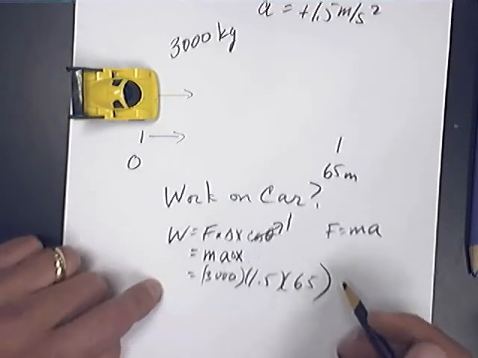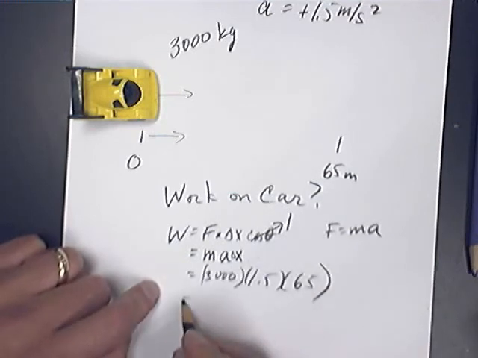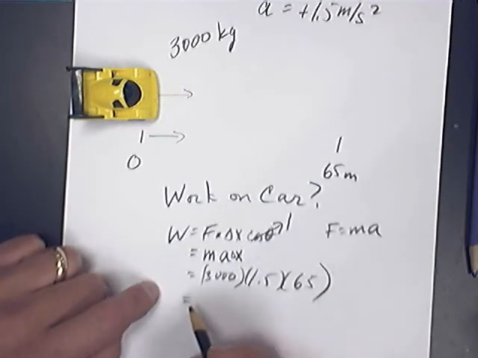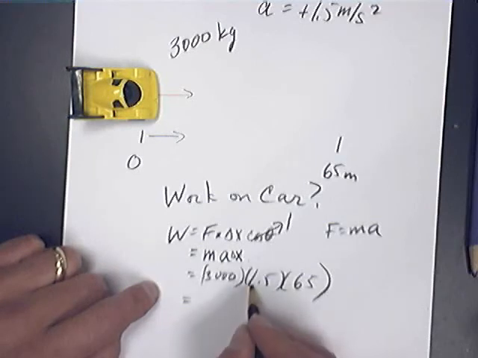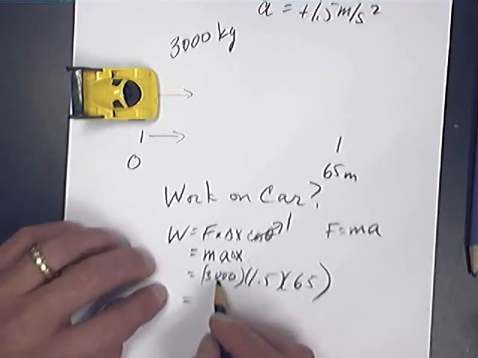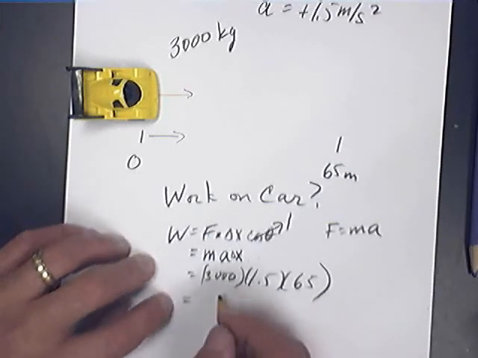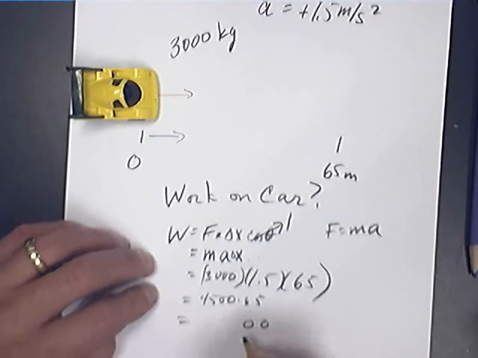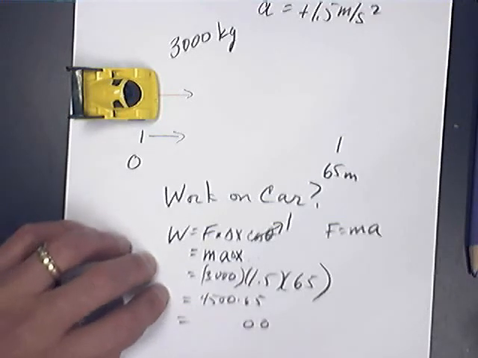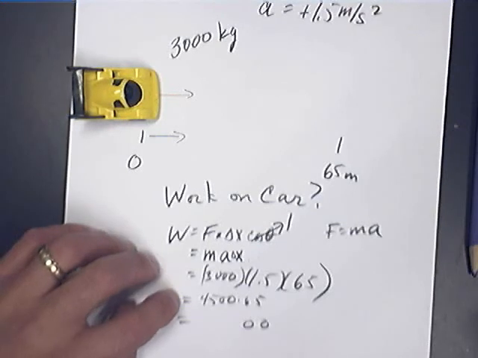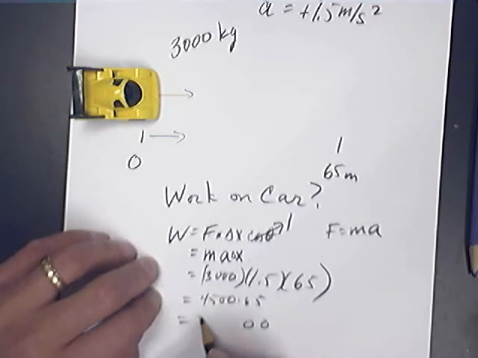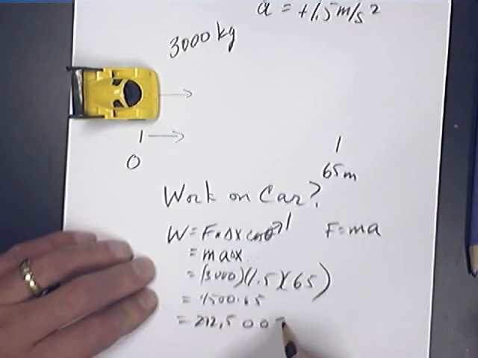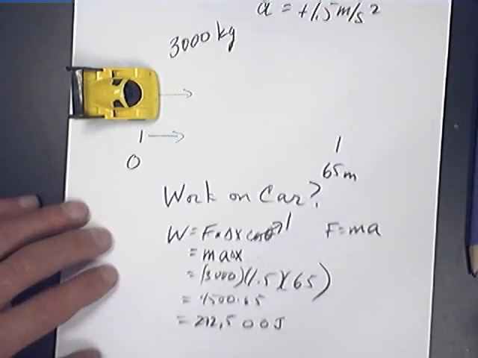I misplaced my calculator. This turns into something. 3,000 times 1.5 is 4,500 times 65 equals 292,500 joules of work were done.